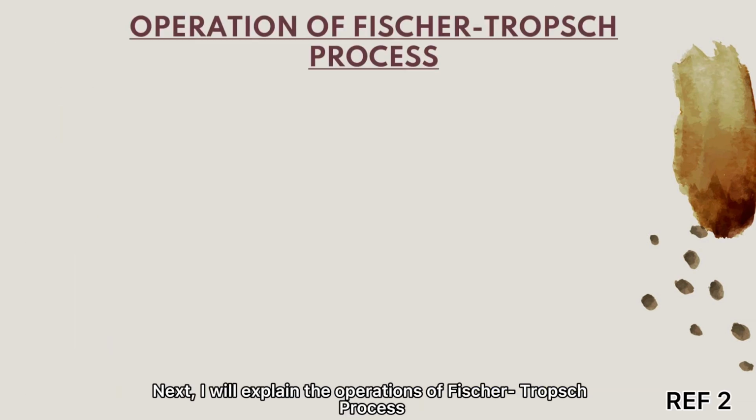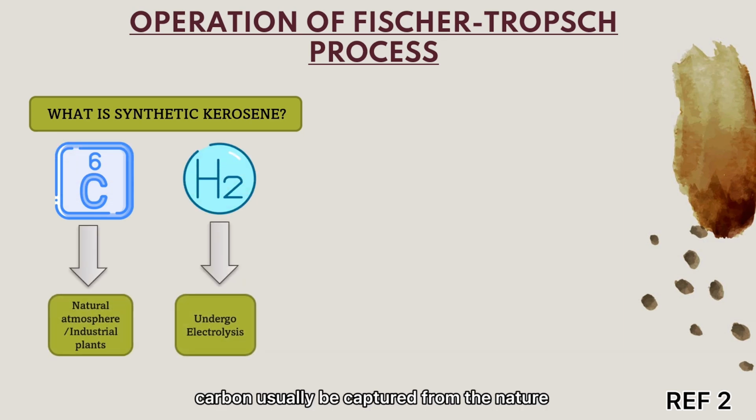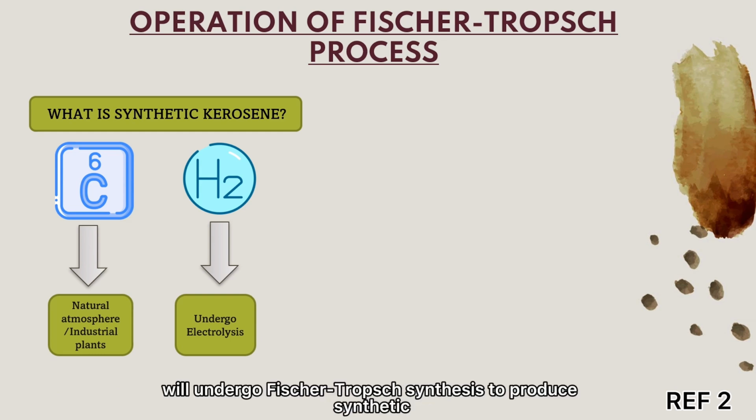I will explain the operation of the Fischer-Tropsch process, but before that, what is synthetic kerosene? Synthetic kerosene is made up of hydrocarbons, same as conventional kerosene, but with a bit of a tweak, whereby it is an artificial kerosene that is made out of carbon and hydrogen atoms. Carbon is usually captured from the natural atmosphere or industrial plants. The hydrogen will undergo electrolysis and its source is renewable energy such as surplus wind. Both this carbon and hydrogen will undergo Fischer-Tropsch synthesis to produce synthetic kerosene.